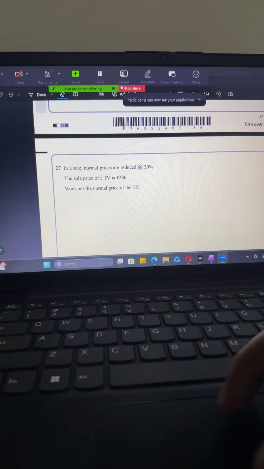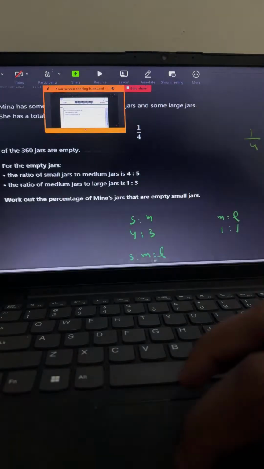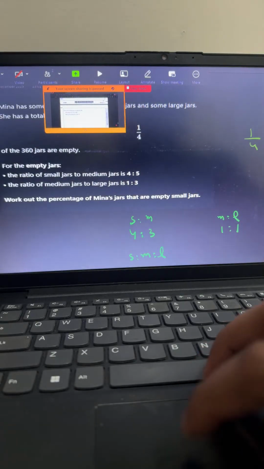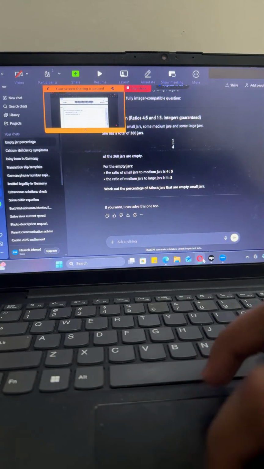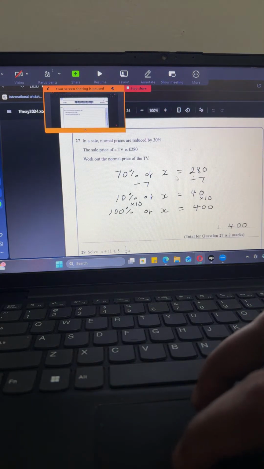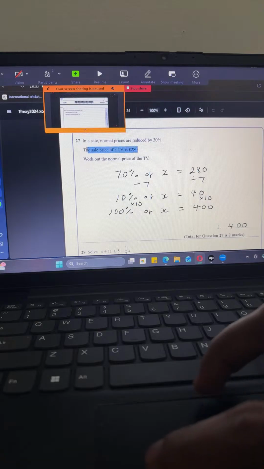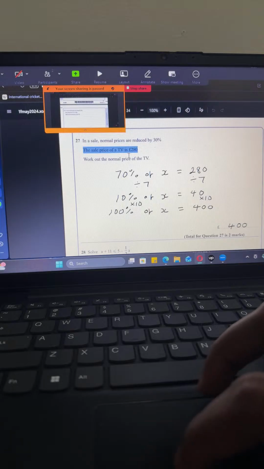Can you do this one? In a sale, normal prices are reduced by 30%. The sale price of a TV is £280. Work out the normal price of the TV. Okay, so the price is reduced by 30%, right? The sale price is the new price, which means after reducing the price by 30%, the new price is 280 pounds, right?